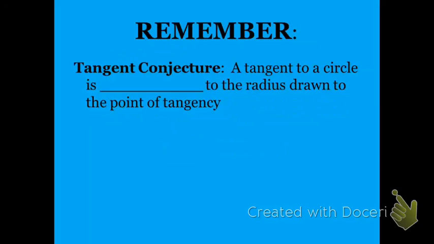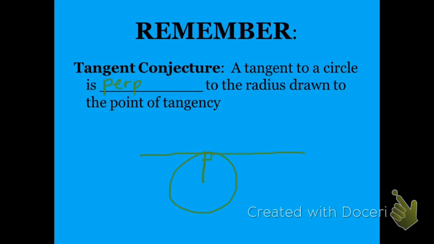First, a tangent to a circle is blank to the radius drawn at the point of tangency. So the question is asking, what's the relationship between this tangent line and the radius that intersects the point where the tangent line is tangent to the circle? Hopefully you recall, or you see, that the blank would be perpendicular.